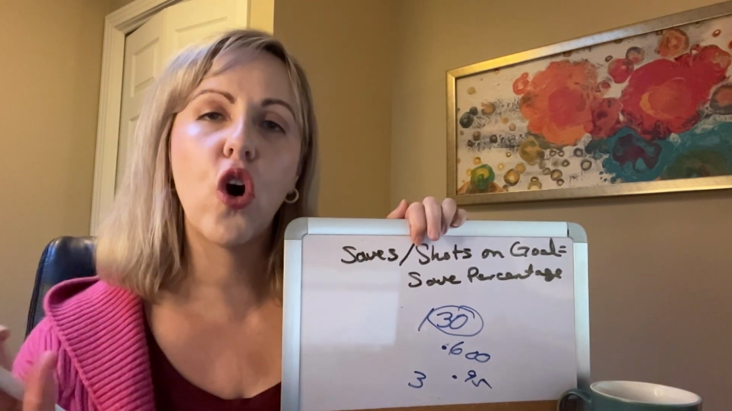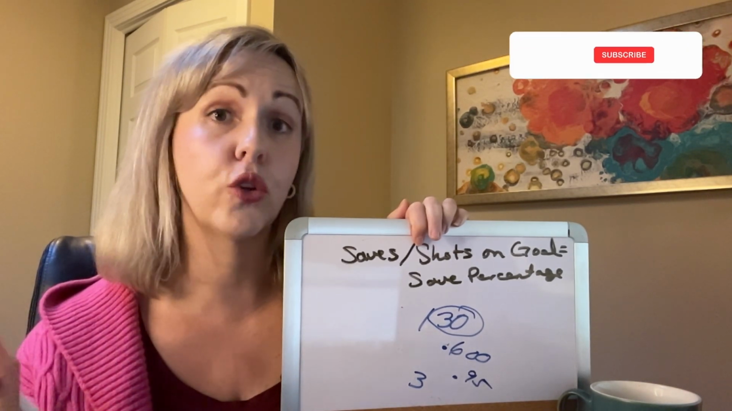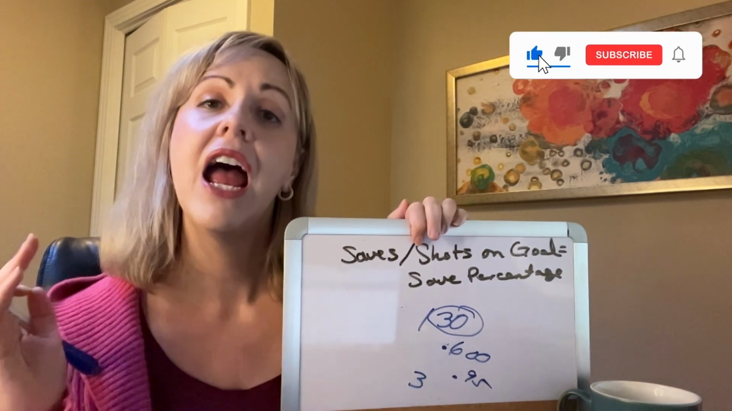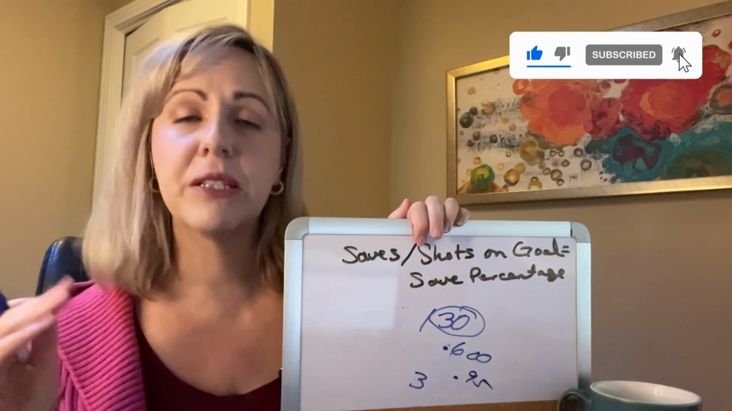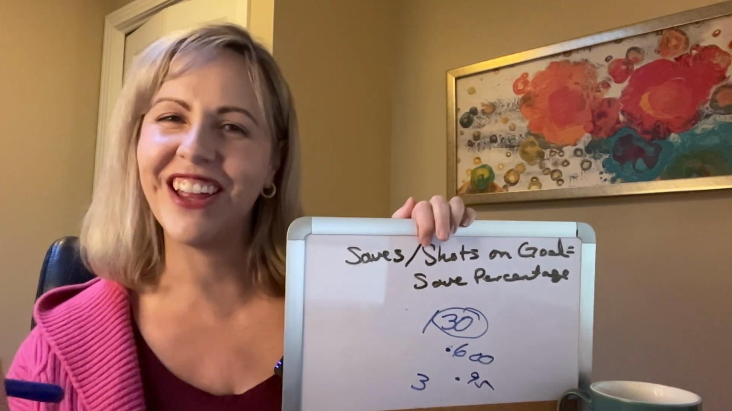So if a goalie is keeping track of their save percentage, a lot of times they like to keep track of their average goals against, or GAA, as well. Those are important things to know, especially if you're friends with a goalie or you want to strike up a conversation with a goalie, because they love talking about this kind of stuff.